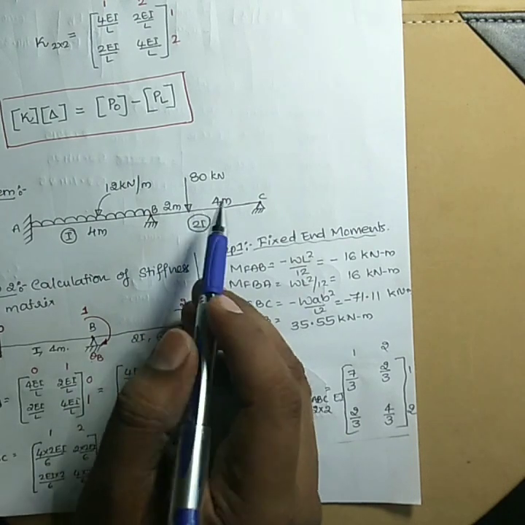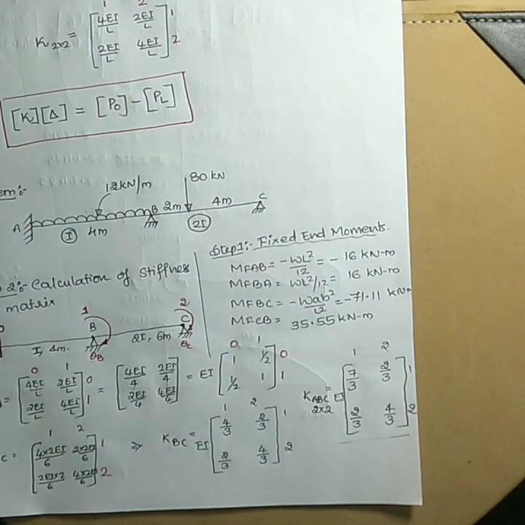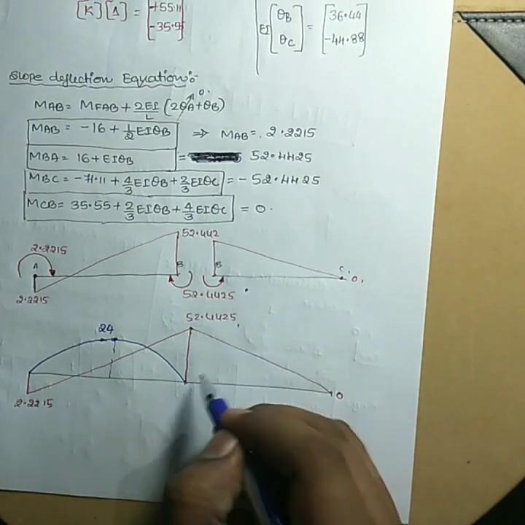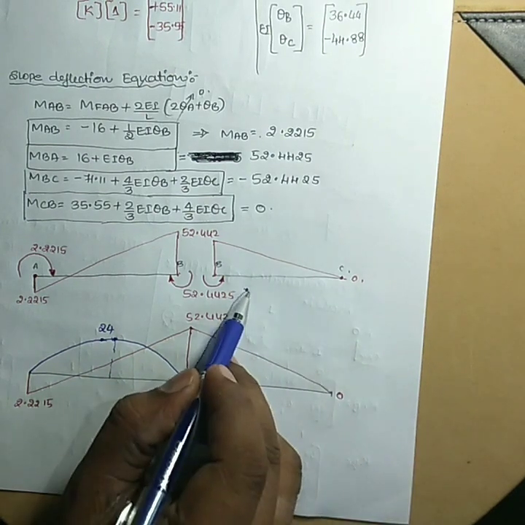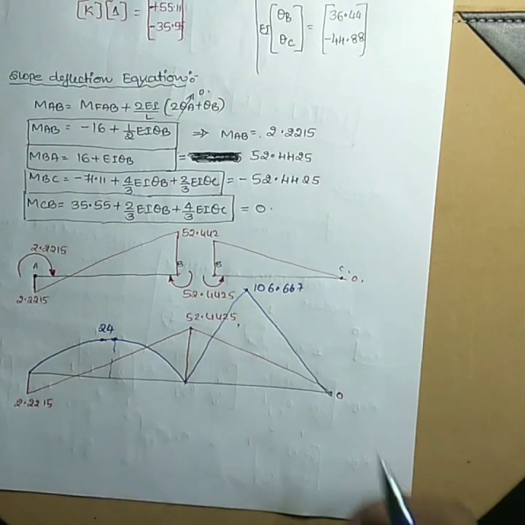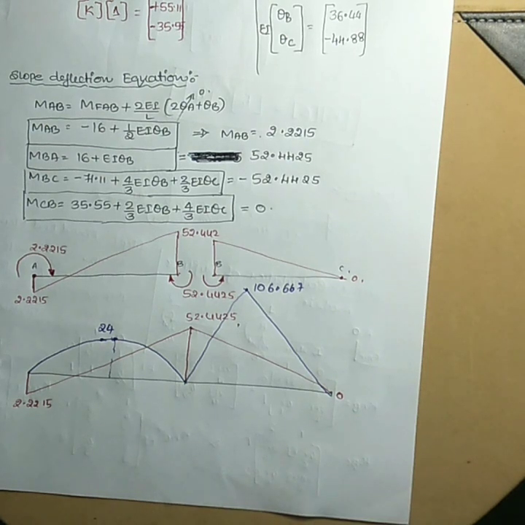For BC, the loading is eccentric loading with 80, so the maximum bending moment will be WAB by L, which is 106.667. It may be somewhere here, you need to join. So it is 106.667, WAB by L. So this is my bending moment diagram.